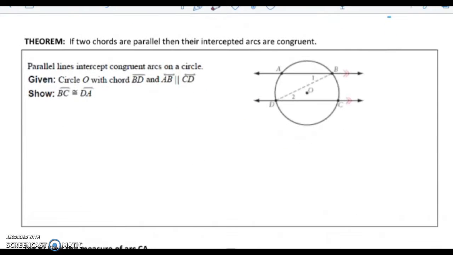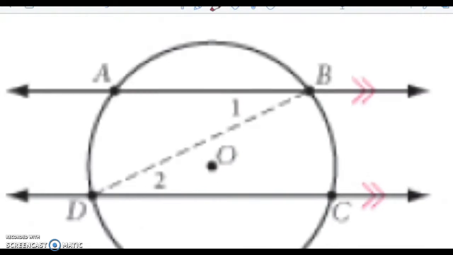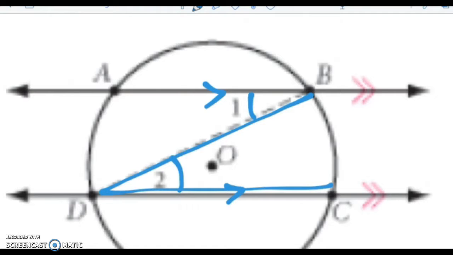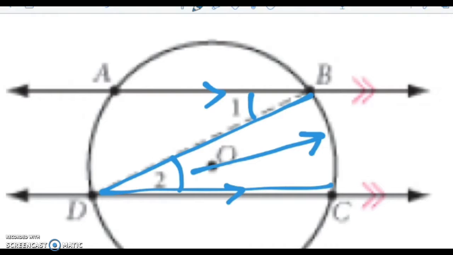So our last theorem here is another big one. If two chords are parallel, their intercepted arcs are congruent. So let's look at kind of an outline of what that proof would say. So if I'm given that these chords are parallel, then I would know that these two angles have to be congruent because they're alternate interior, right? So now think about what that means. This is an inscribed angle, which means that this arc is twice the angle. That's also true for this inscribed angle.